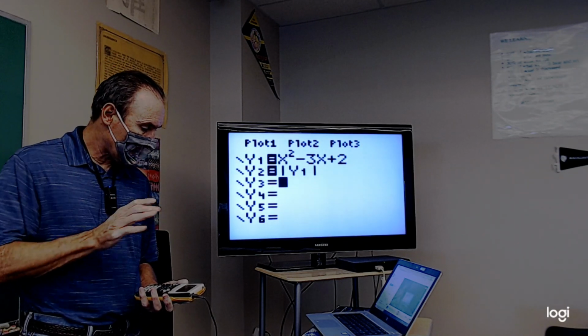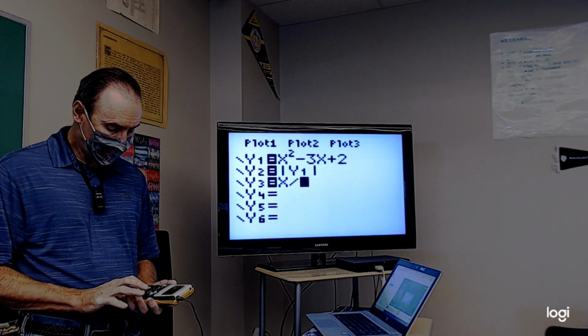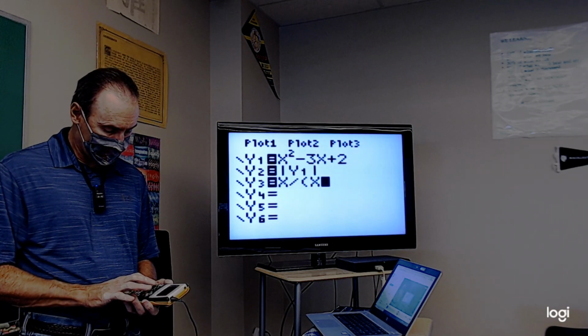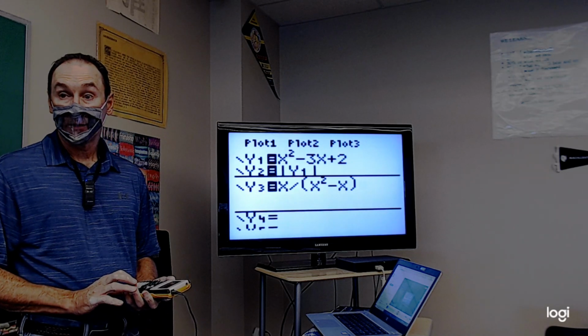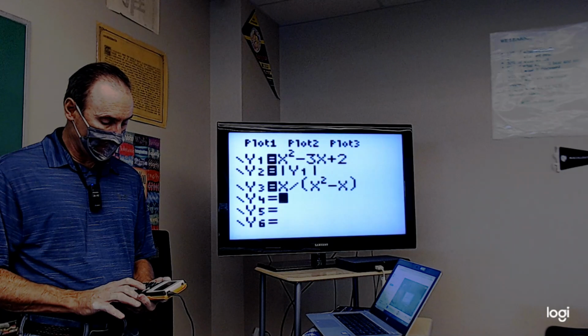D now is a whole different one. So x divided by, we need parentheses, and then x squared minus x. X squared minus x in parentheses. Okay? That will also work for E. You're just going to evaluate it at a different point.